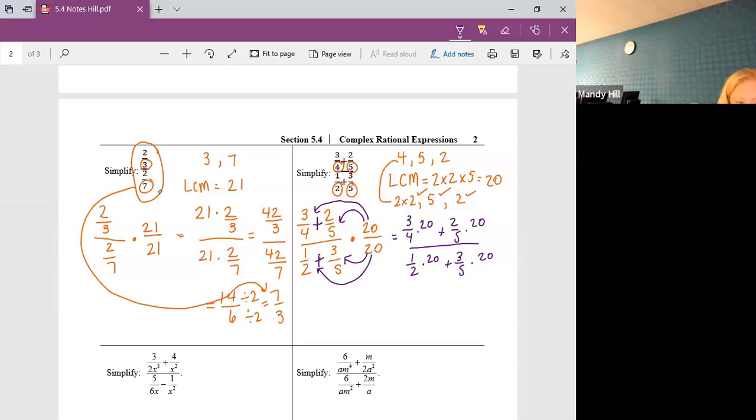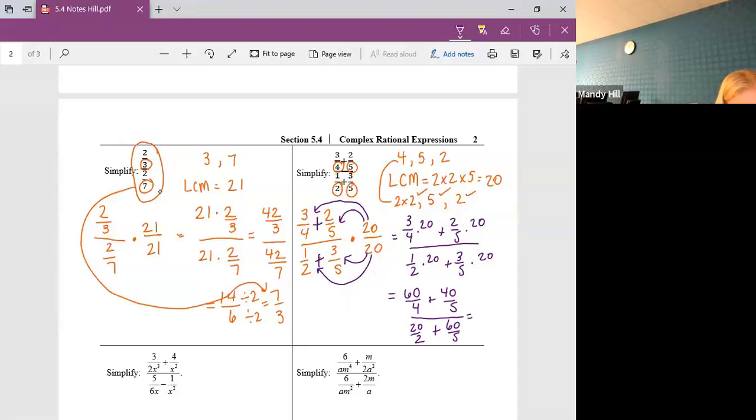Okay. Well, 3 times 20, right? 3 times 20 is going to get me 60 over 4. Plus 2 times 20 is going to get me 40 over 5. 1/2 times 20, that's 20 over 2. And then on the last one, we've got 60 over 5.